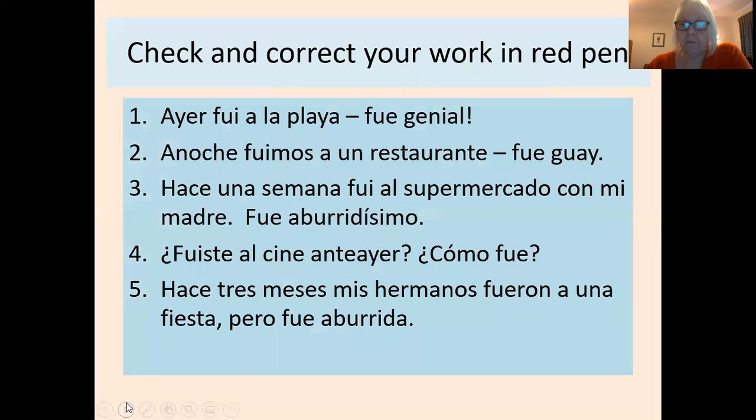Okay, so here are the corrections, and you need to check and correct these in red pen. This should have taken you quite a few minutes because you're looking up vocabulary. I should have said before, actually, if you need to look up vocabulary, if you have a dictionary, maybe you asked for one for Christmas and you got a Spanish dictionary as a Christmas present. Well done if you did.